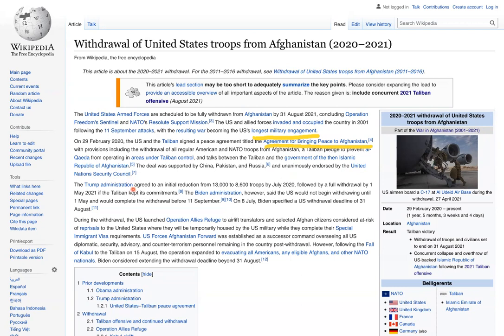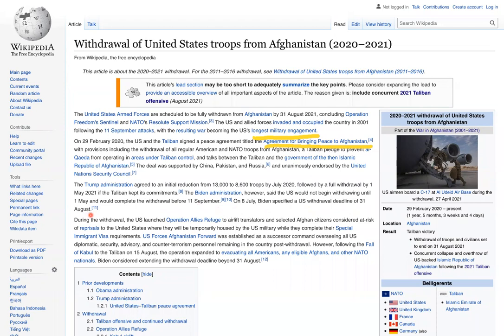The Trump administration agreed to an initial reduction from 13,000 to 8,600 troops by July 2020, followed by a full withdrawal by 1st May 2021 if the Taliban kept its commitments. The Biden administration, however, said the US would not begin withdrawing until 1st May and would complete the withdrawal before 11 September, the 20th anniversary of the 9/11 attacks. On 8 July, Biden specified a US withdrawal deadline of 31st August.